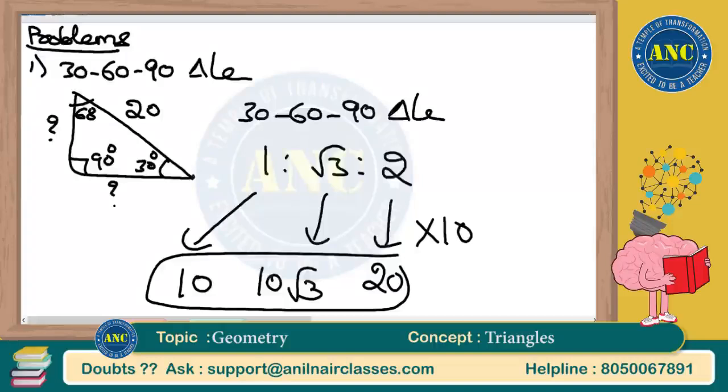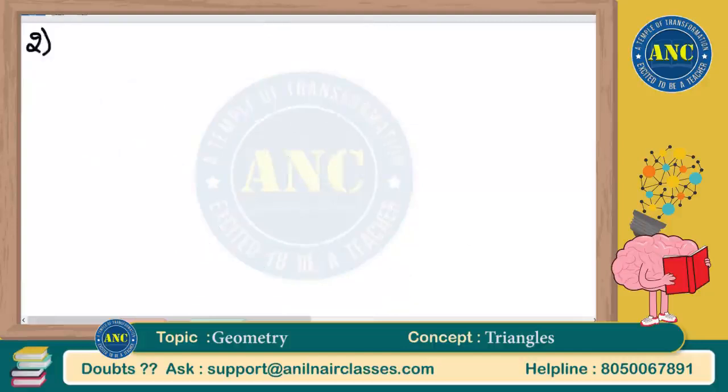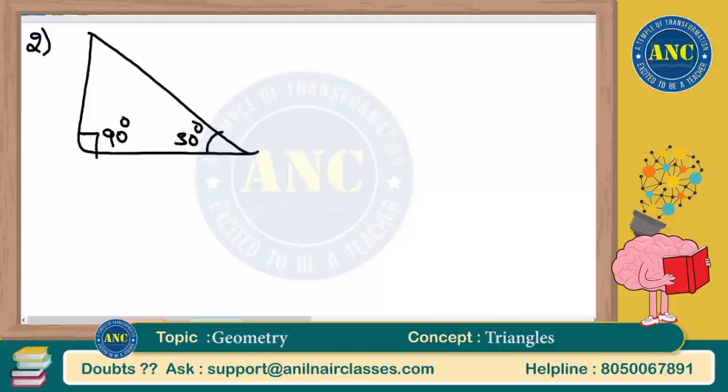Second one. Application of the 30-60-90 concept. In a 30-60-90 triangle, the angles are 90, 30 and 60. The side opposite to 60 is 30. Find the other two. You have to be very, very fast in doing this.